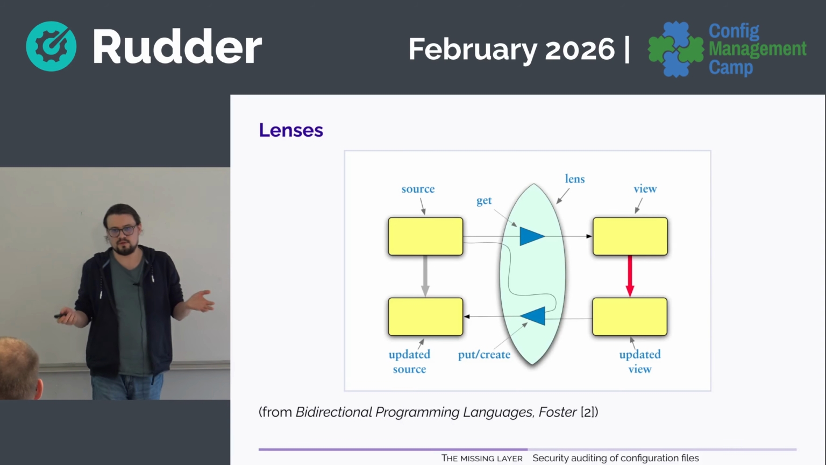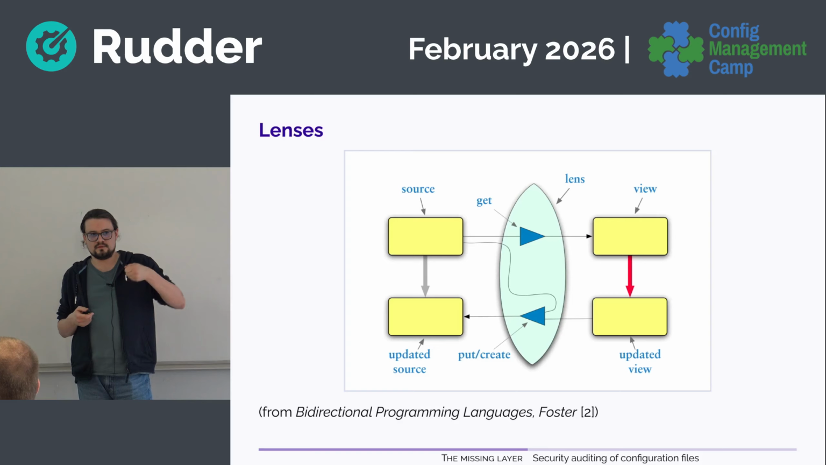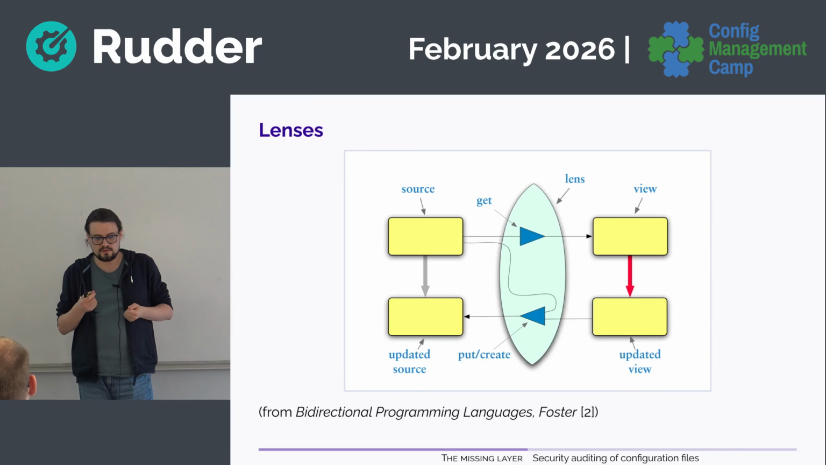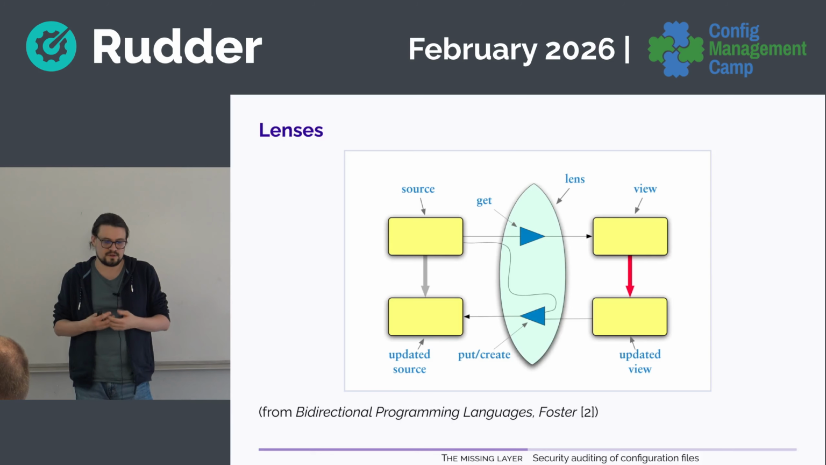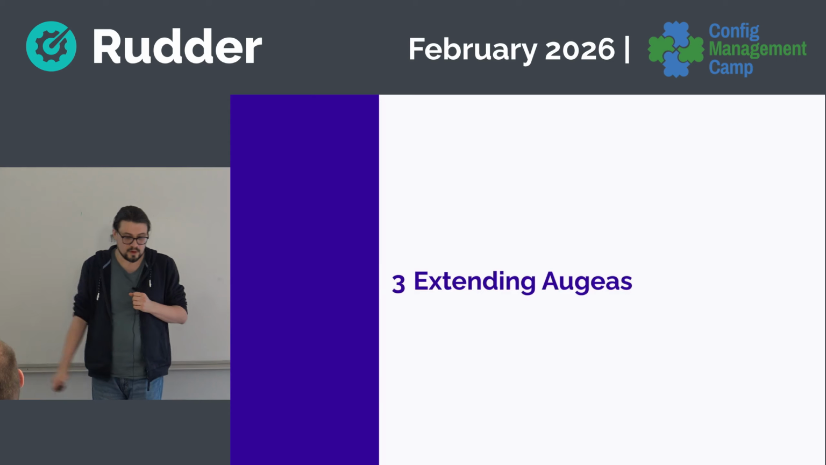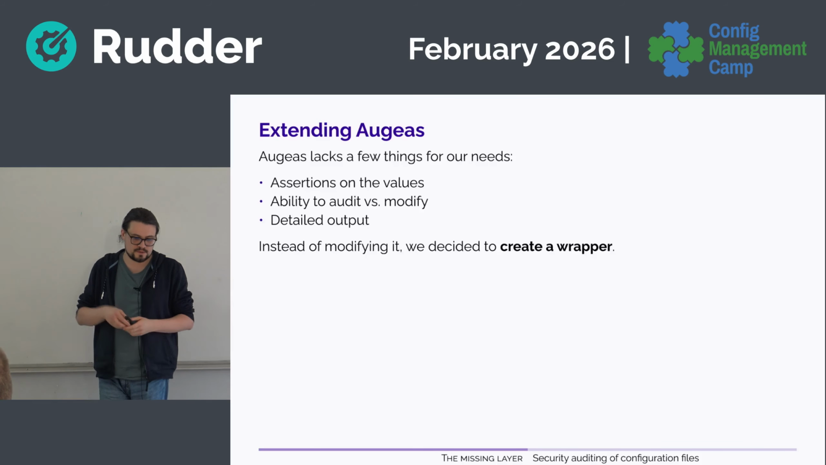So, okay, we have Augeas as a good basis that can read content from a file in a usable form, and especially a consistent form, because we can work on any file type with the same interface, and we can write it back. So we can both get the file structure and write it back. But it's not enough, so we need to extend Augeas for our needs, especially our audit needs.